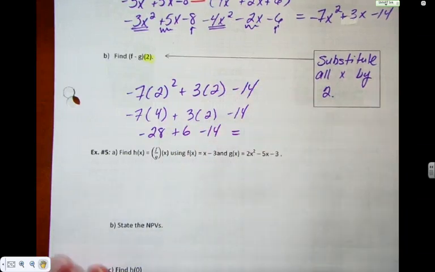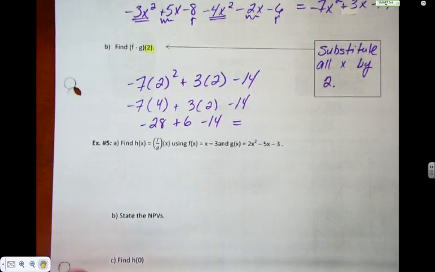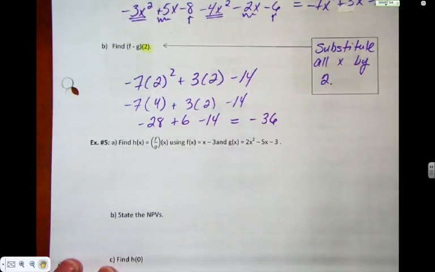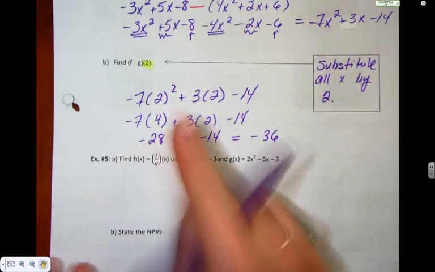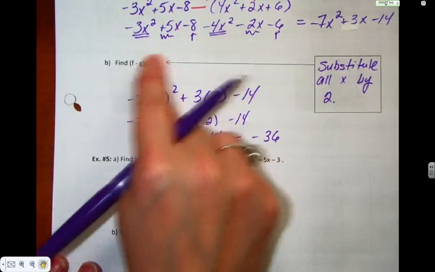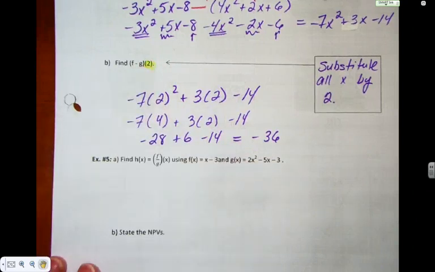And what do I do after multiplication and division? Adding and subtracting, so add it up. Answer of negative 36. So the point of this question is just for you to understand what this notation is asking you. It's just saying take x, replace for 2.